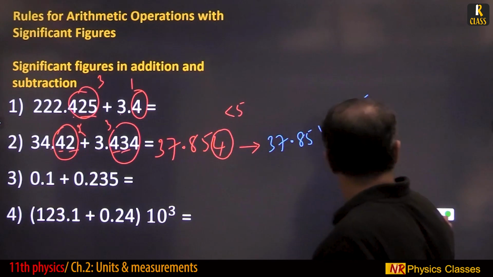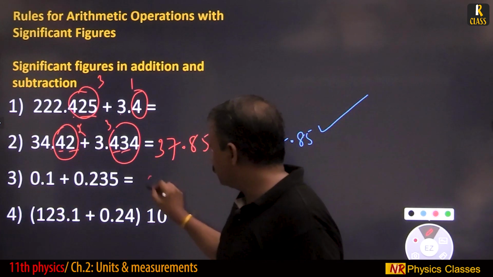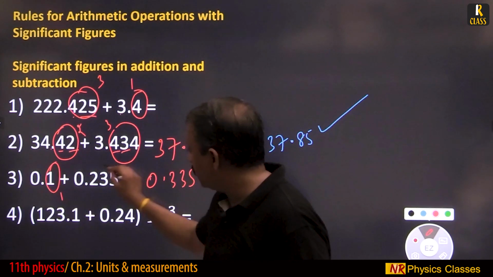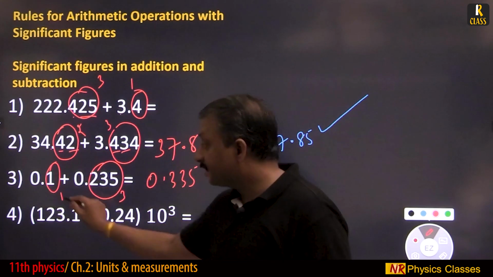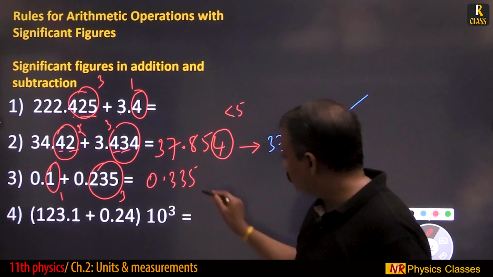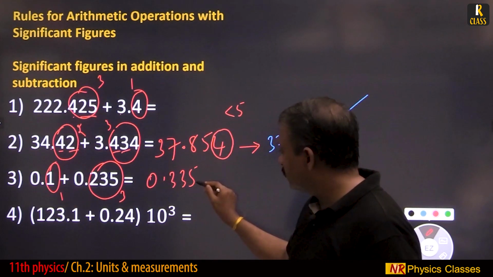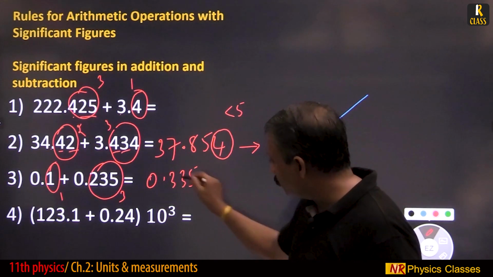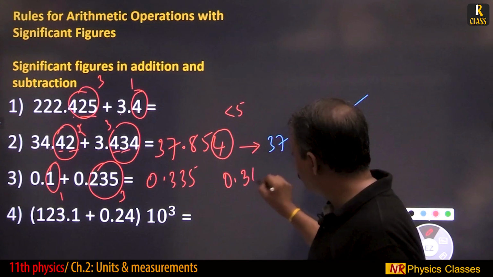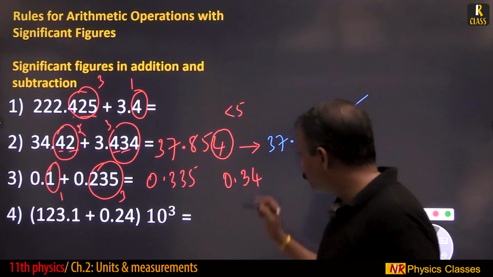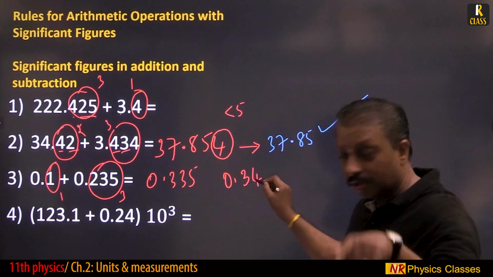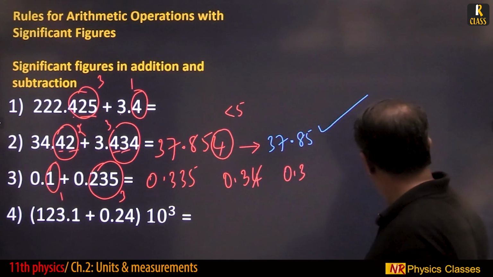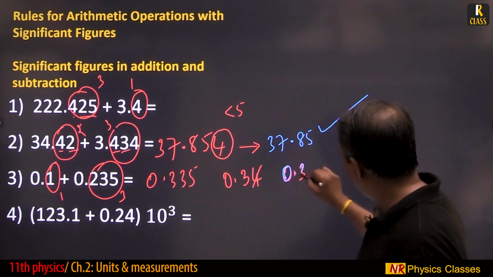Now add these two. 0.335. There is 1 digit. There are 3 digits. Least is 1. There are 3. 5. 5 is, look at the previous. 3 is odd. Add one to this. 0.34. Still it has 2. This 4 is less than 5. So drop it. 0.3. 0.3 is the answer.